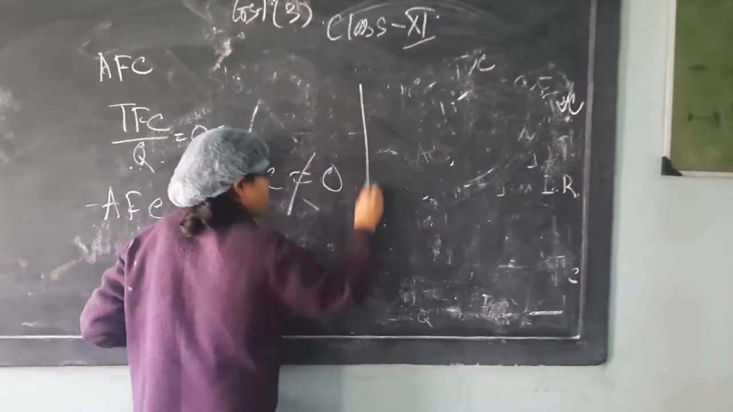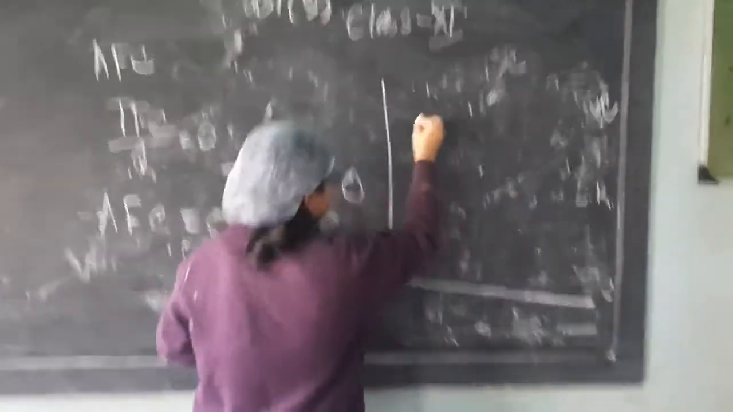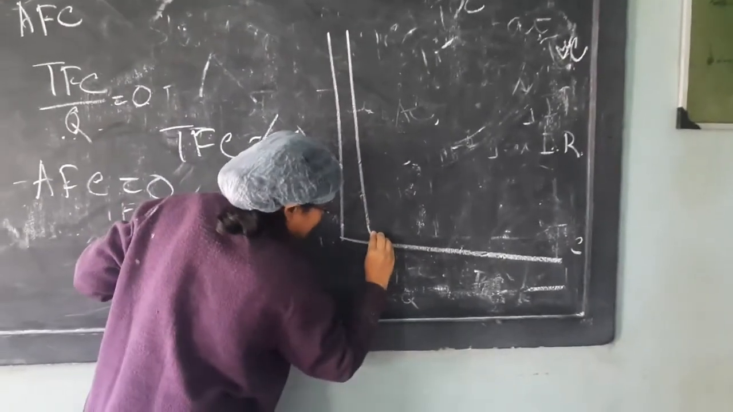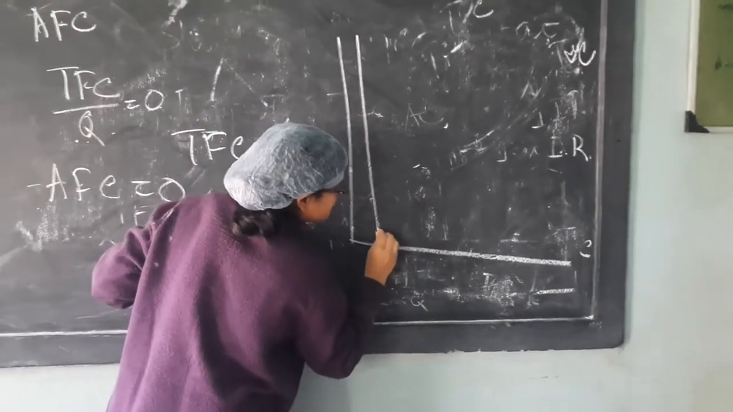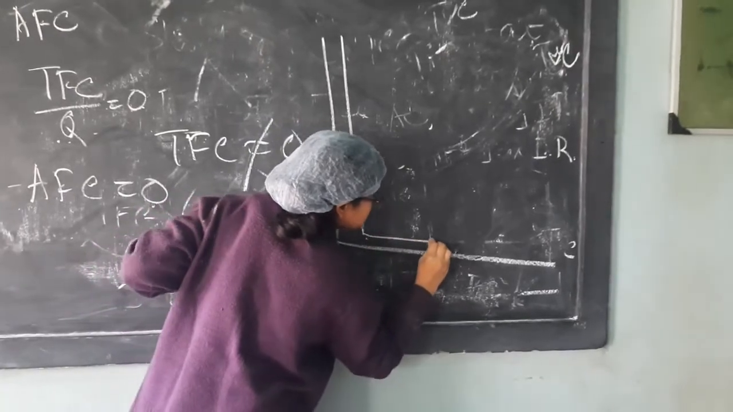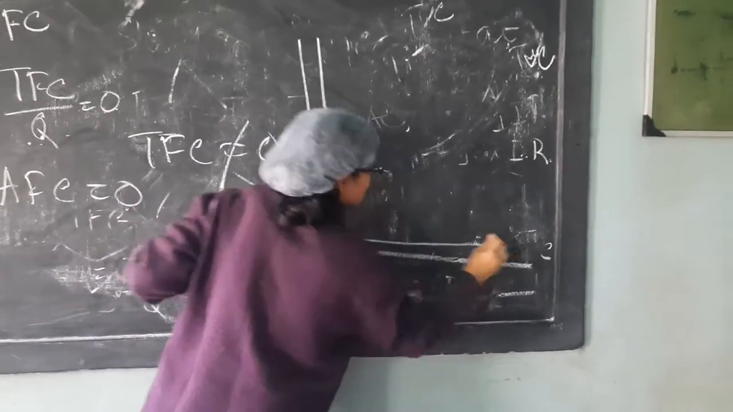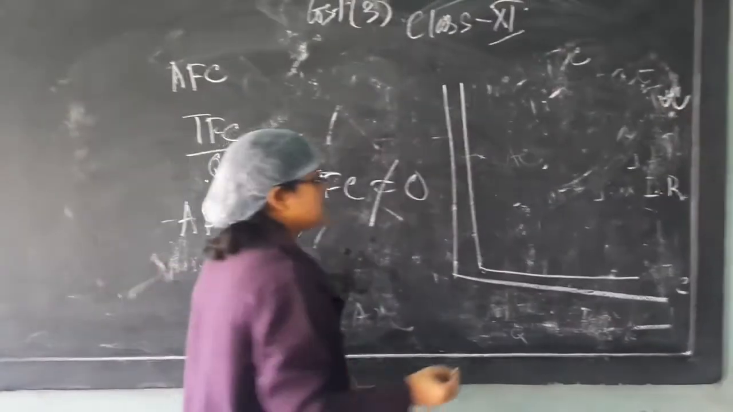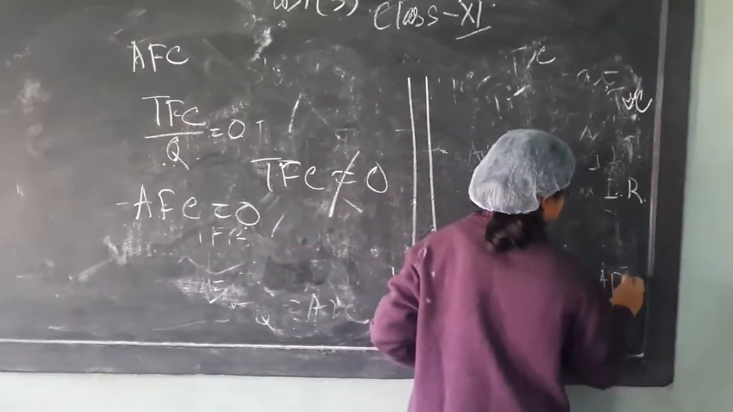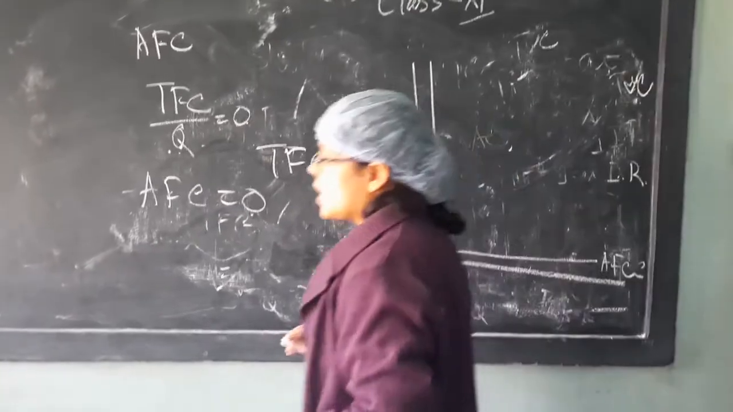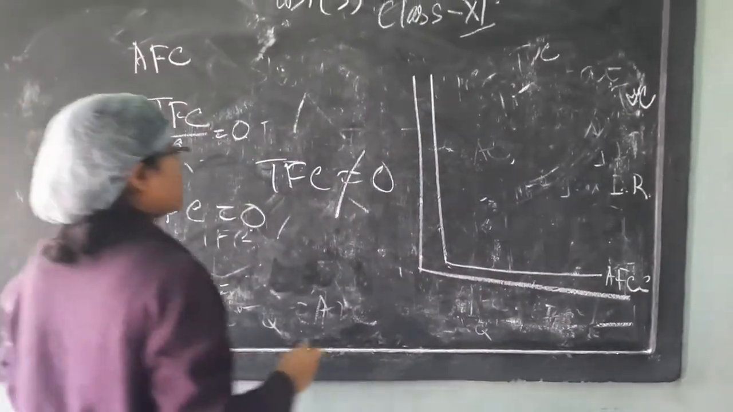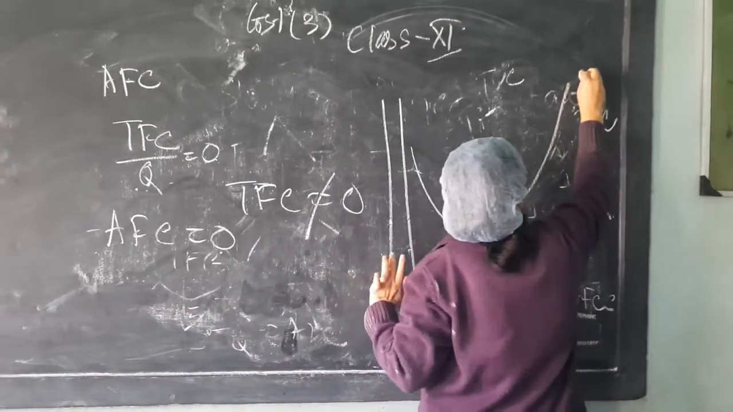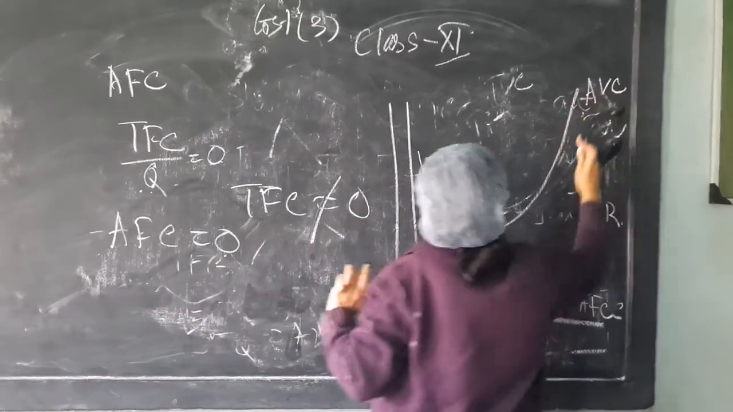I have shown this part, and see here it is dropping down, dropping down, dropping down. Now see here, this part becomes almost stagnant, moving at a very insignificant rate. So this is called AFC. Clear, understood? We are having another two curves. One is AVC and another one is AC.